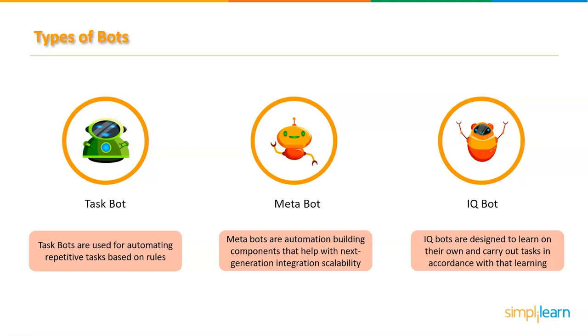IQBots also learn to recognize patterns so that the bot knows exactly what to do the next time the pattern appears. With each human confirmation, it learns and improves its ability to carry out the act.